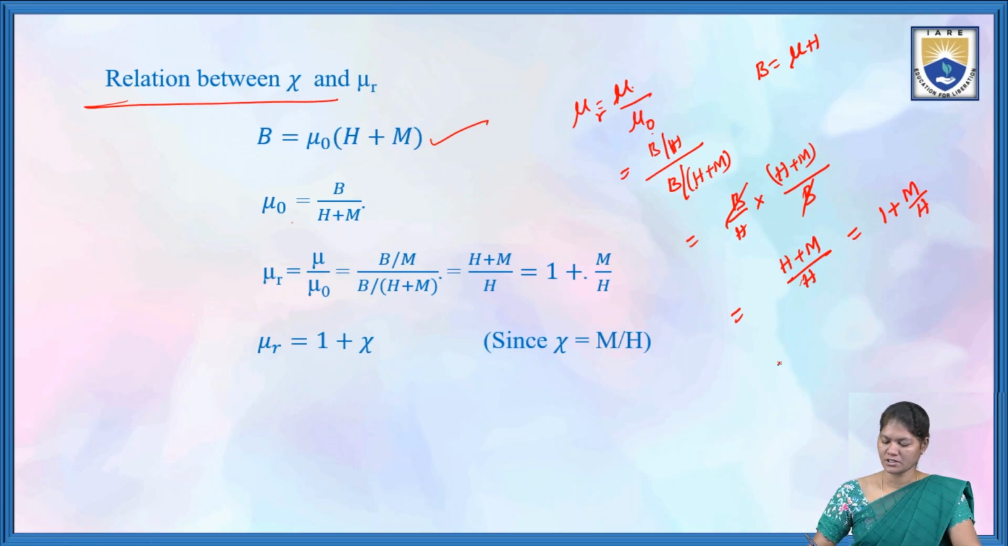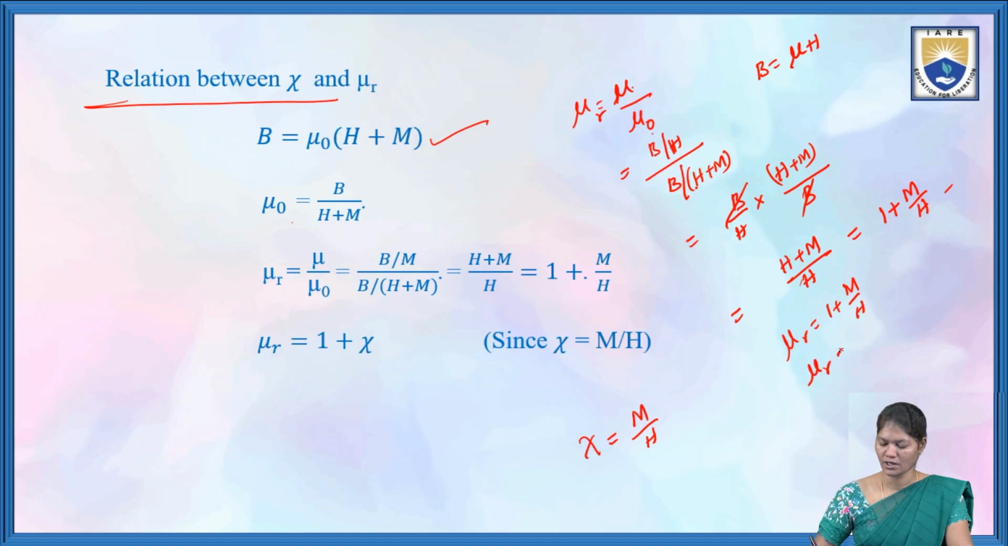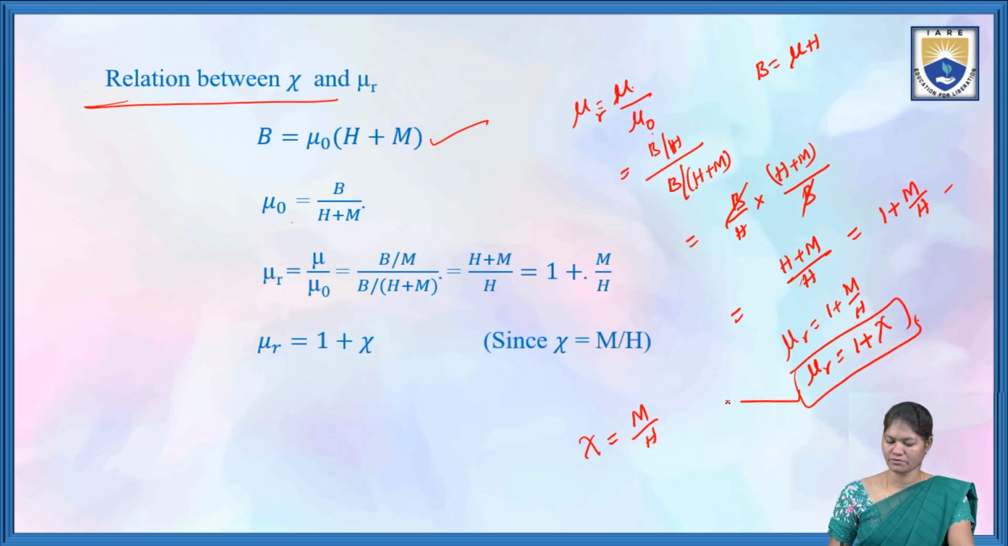So the susceptibility is nothing but M by H. That is the ratio of magnetization and magnetic field strength. So it is equal to M by H. So let's substitute: mu r is equal to 1 plus M by H, which is equal to 1 plus susceptibility. So this is the relation between the relative permeability and the susceptibility.